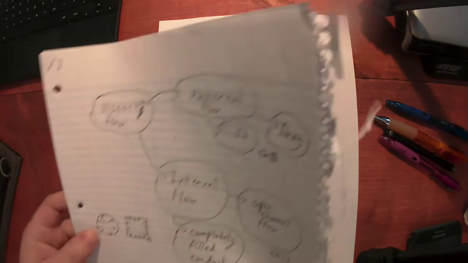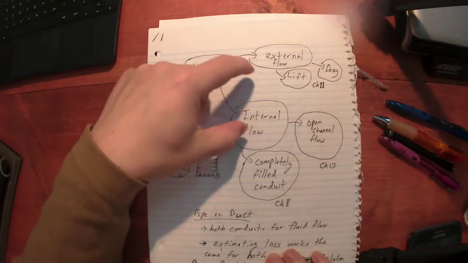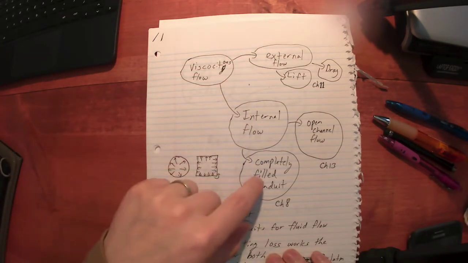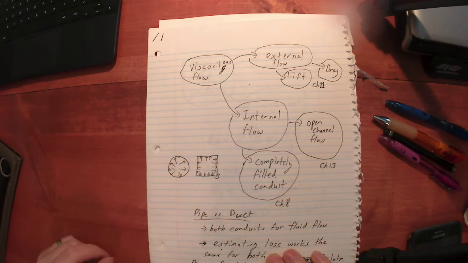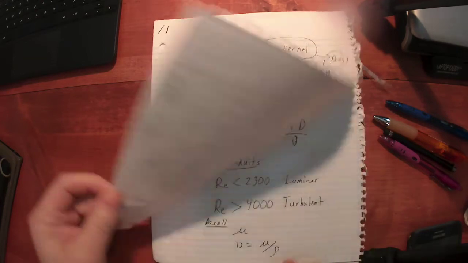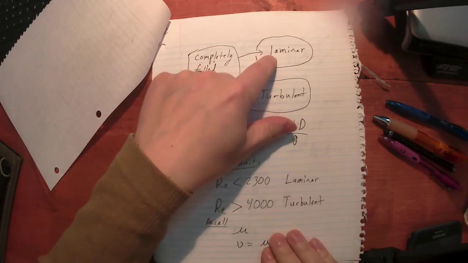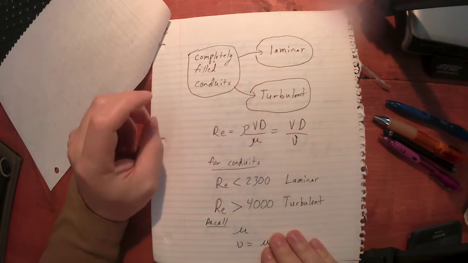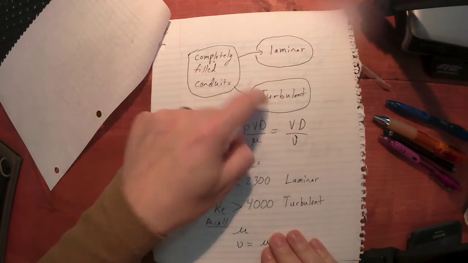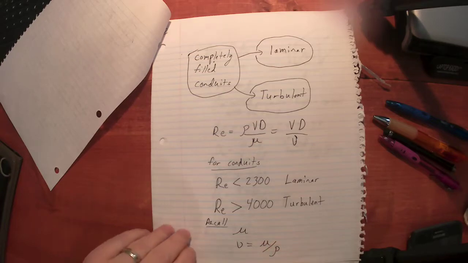Review here. Last time we talked about the effects of viscous flow. We said we're going to focus on internal flow, specifically completely filled conduits. We talked about a number of things. For completely filled conduits, there's a difference between the models we use to describe viscous flow for laminar flow and turbulent flow. We use the Reynolds number to predict whether the flow is laminar or turbulent.